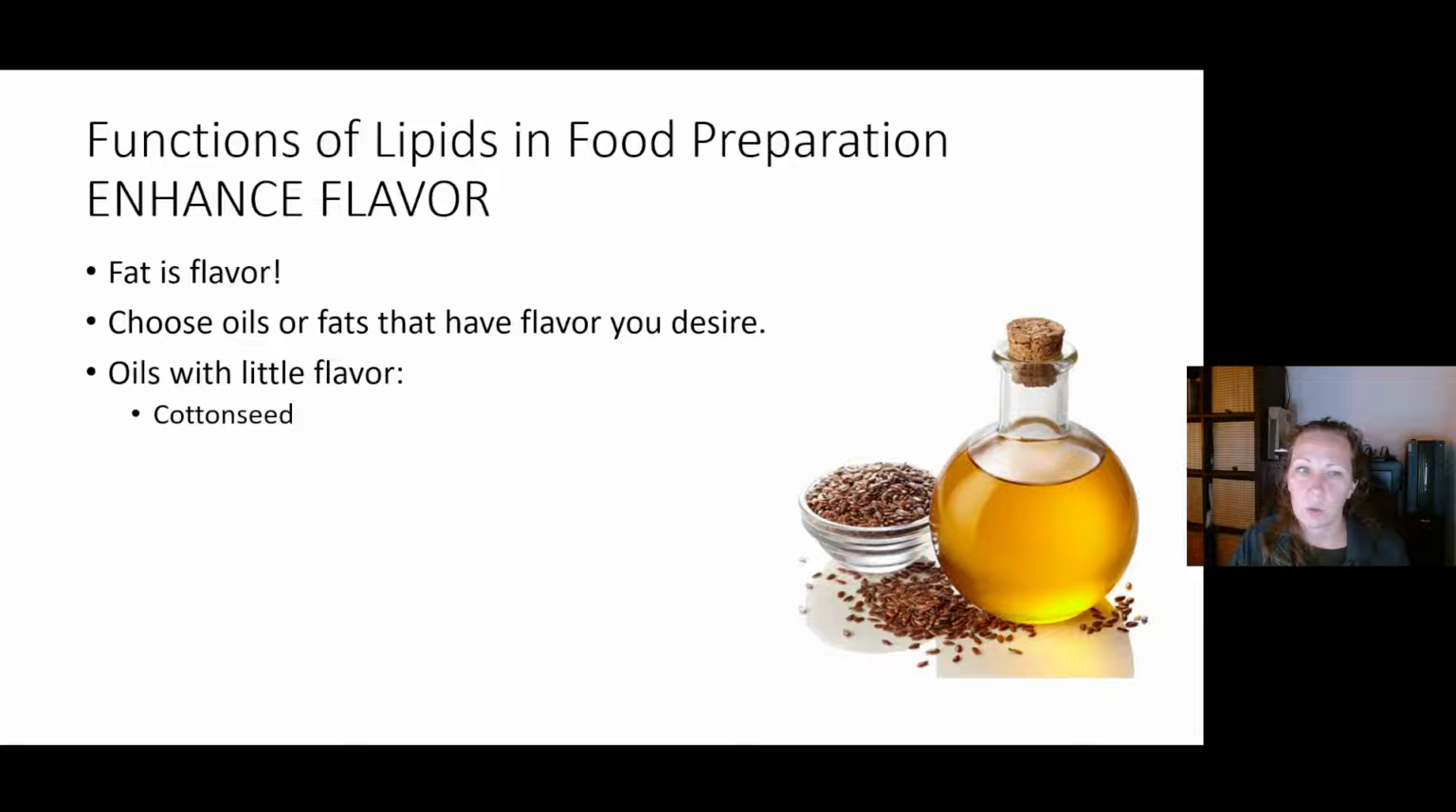Cottonseed, that's not really sold in stores. It's more used in the food industry. But cottonseed oil has very little flavor. So often your potato chips are fried in cottonseed oil because it doesn't add flavor to the chips. Vegetable shortening, I've already mentioned, has very little flavor. Soybean oil or canola oil. Canola oil has some flavor, but it's on the lower end of the oils as far as how much flavor it will add to your food.